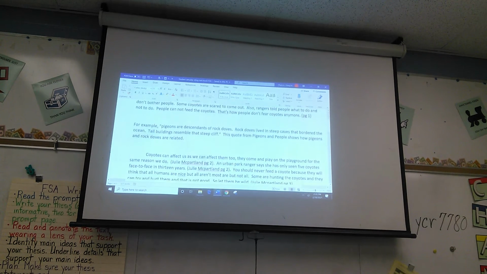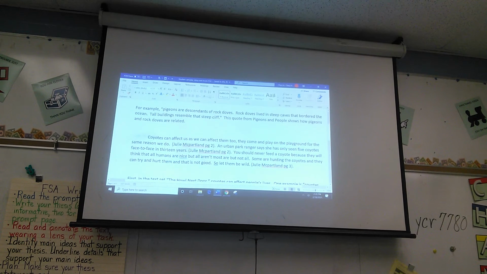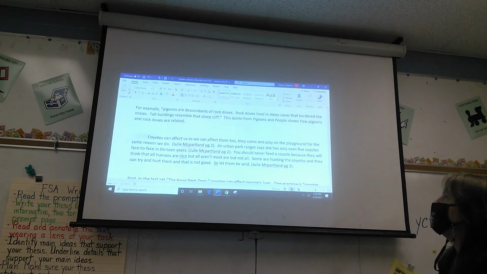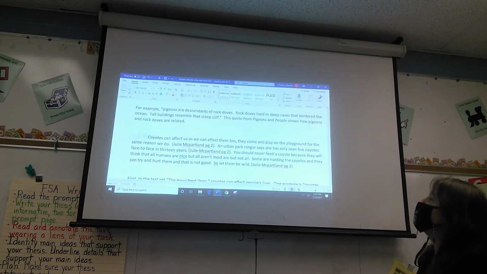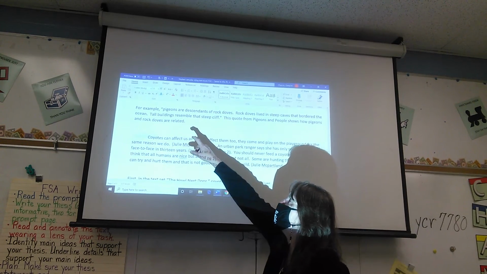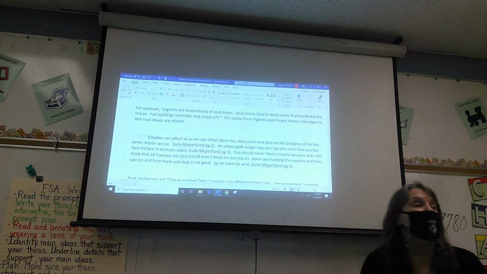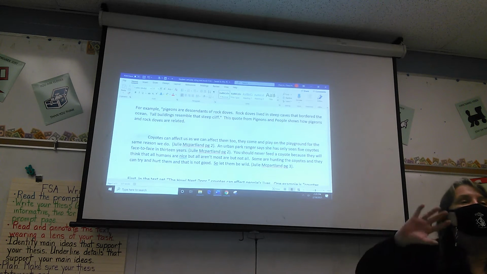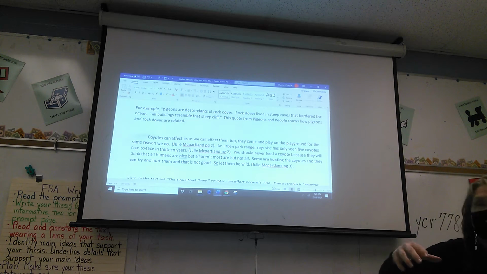This is not the beginning of a paragraph. You know this because it's not indented. For example, pigeons are descendants of rock doves. Rock doves lived in steep caves that bordered the ocean. Tall buildings resemble that steep cliff. So we have this in quotes from pigeons, and then we have this quote from Pigeons and People shows how pigeons and rock doves are related. Which is not so bad, because it doesn't say this quote comes from.